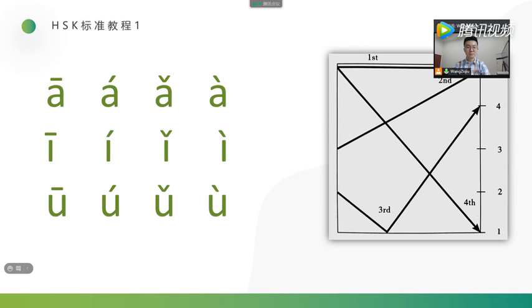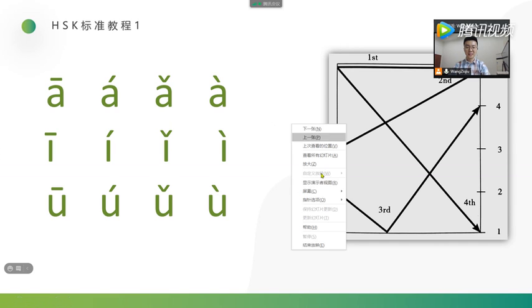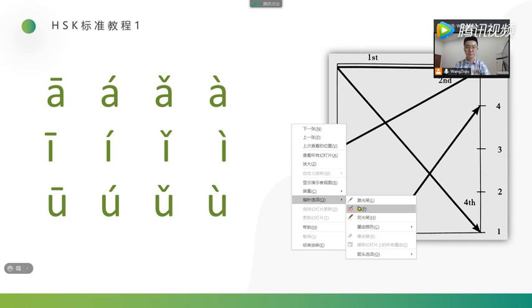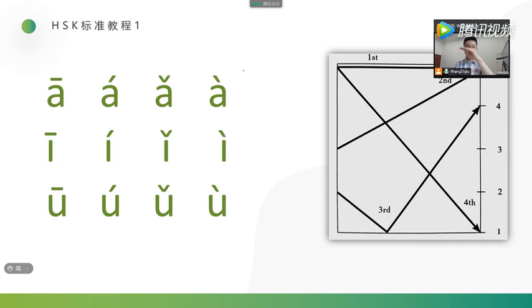Let's look at this picture. Do you remember, there are 4 tones in Chinese? Okay, now please read after me. Let's review these 4 tones. We start from A. Okay, listen. A, a, a, a.